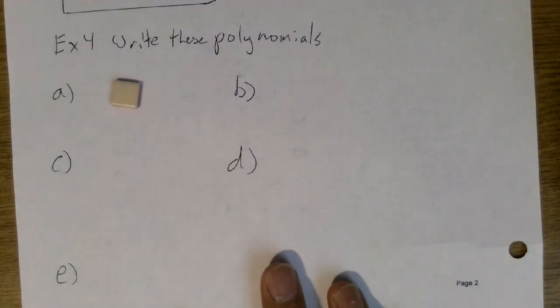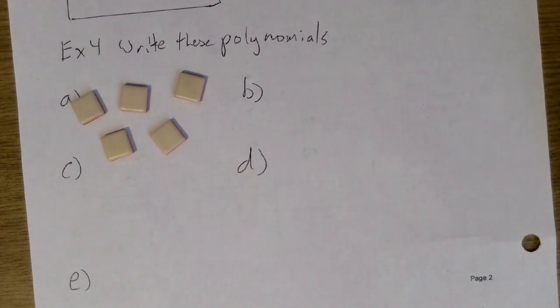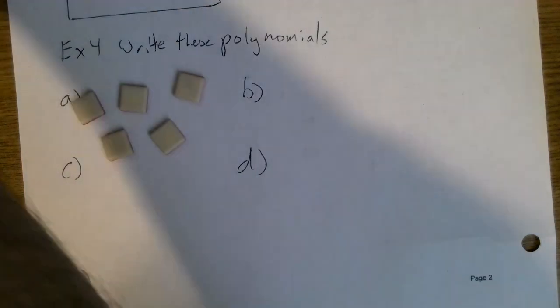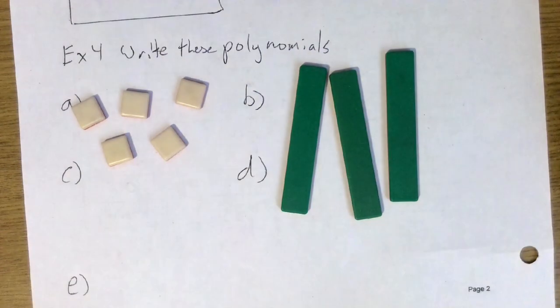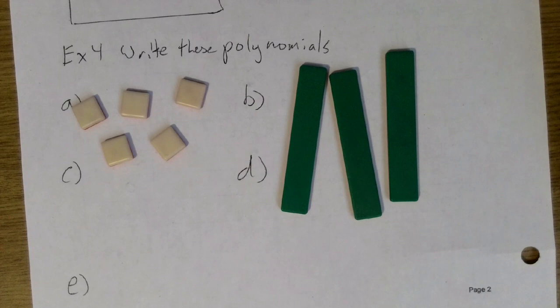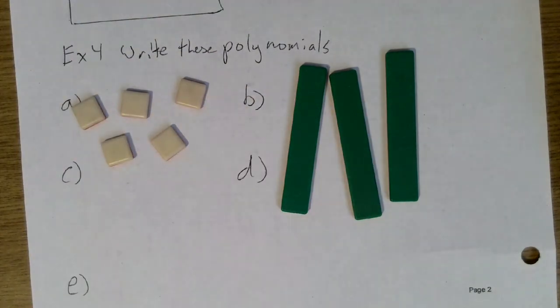Okay, so here's A. There it is. There's A. So what polynomial do those tiles represent? Okay, and hit pause if you need to. Okay, next one, B. So here's B. B is just those 3 green French fries. So A is these 5 pieces, B is those 3 green French fries. So write down what polynomial you think those represent.